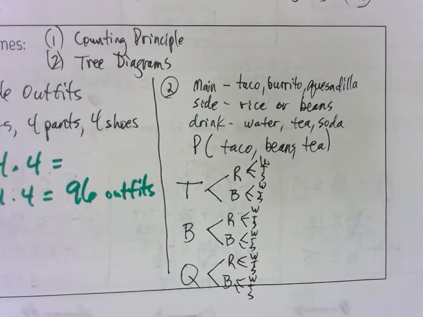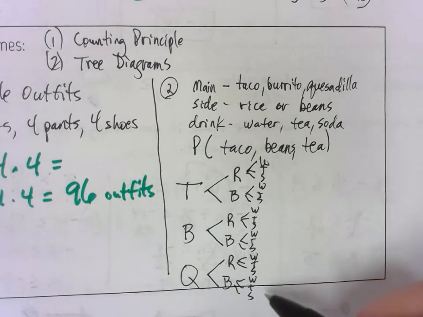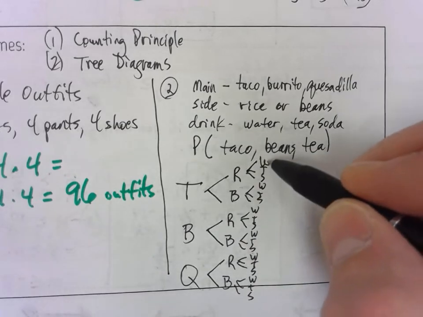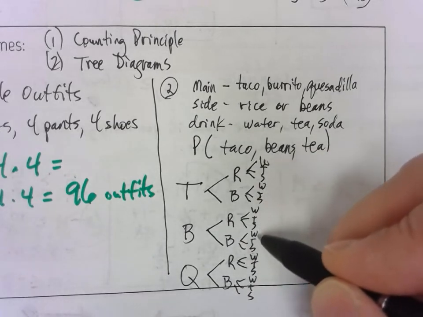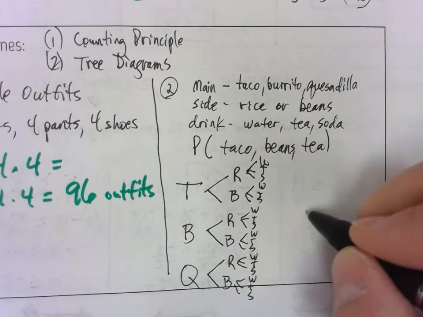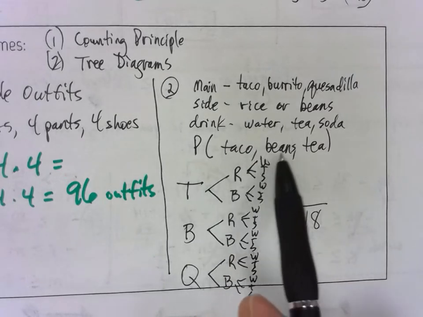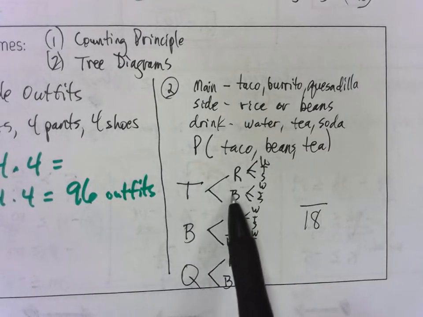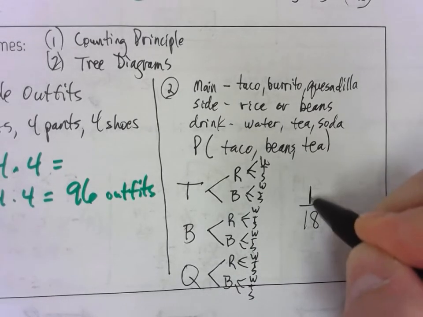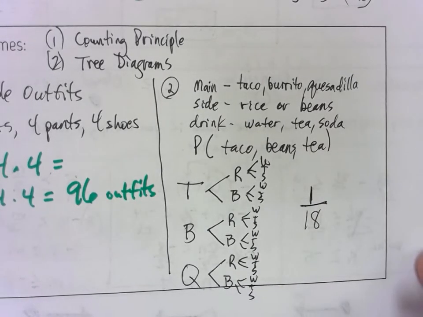All right. So all together, remember, you want to come out here on the very end and count up all these options. So that's 3, 6, 9, 12, 15, 18. So there's 18 possible choices. Out of those 18 possible choices, how many of them are taco, beans, and tea? Taco, beans, and tea is 1 out of the 18. Okay? So that's how you do it as a tree diagram.